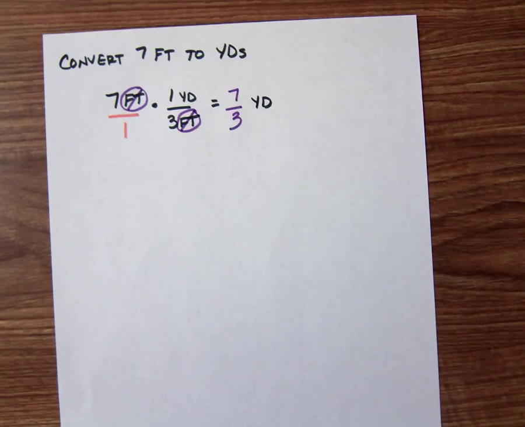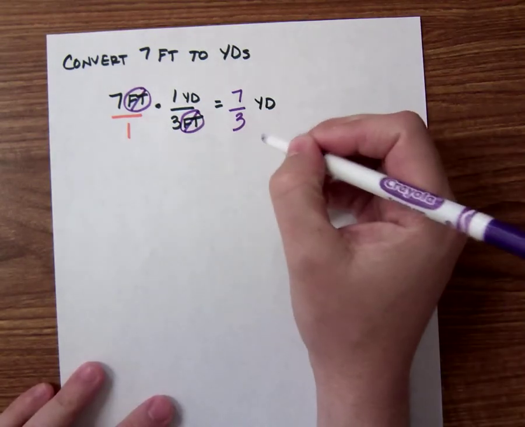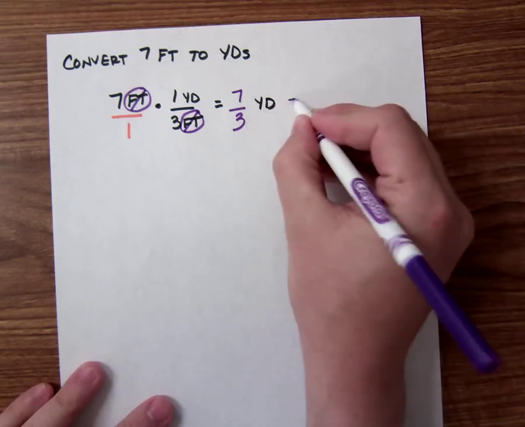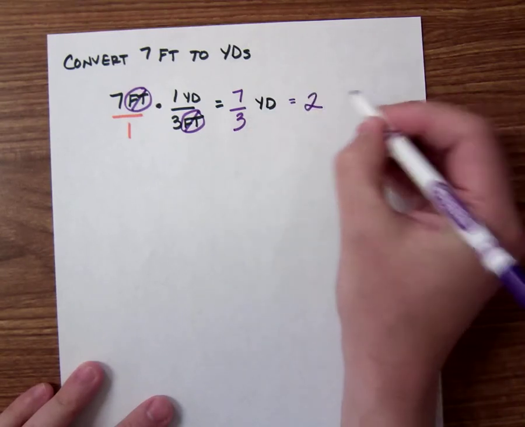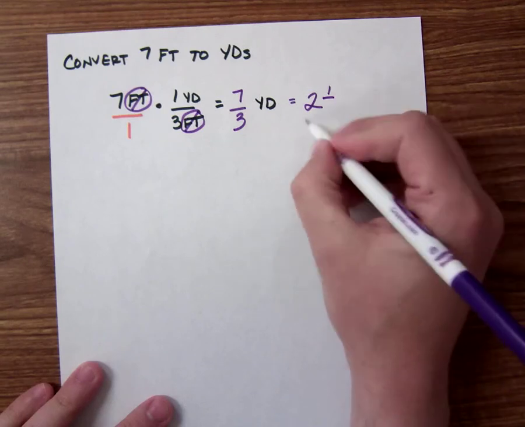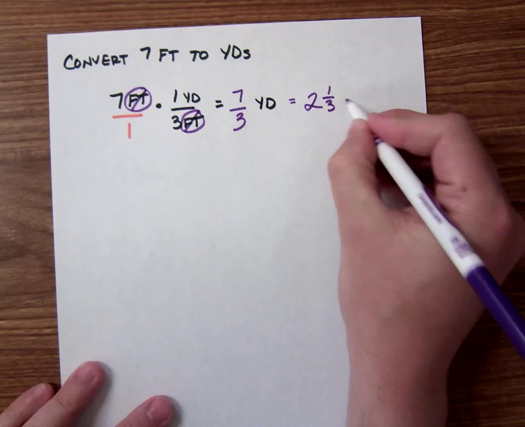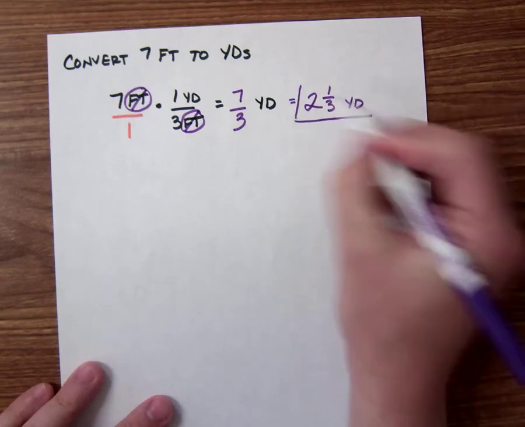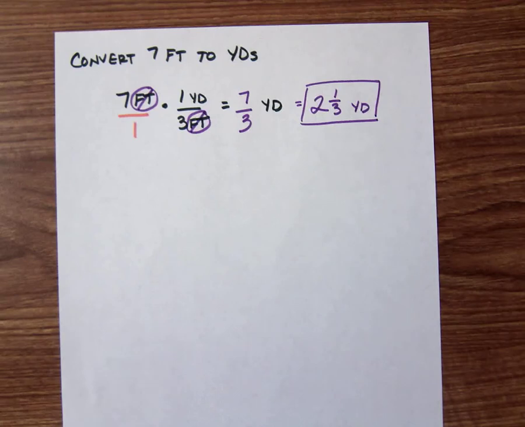7/3 yards is fine. That's a fine answer. But how big is that? Is that enough for a first down? 7/3 yards? I would prefer to convert 7/3 into a number that means something to me. Yeah, how many times does 3 divide into 7? Twice. Twice, with how much left over? 1? 1 left over? Yeah. So 2 1/3 yards is a much better answer, just because 2 1/3 I think is an easier number to wrap your head around than 7/3. They're both correct.